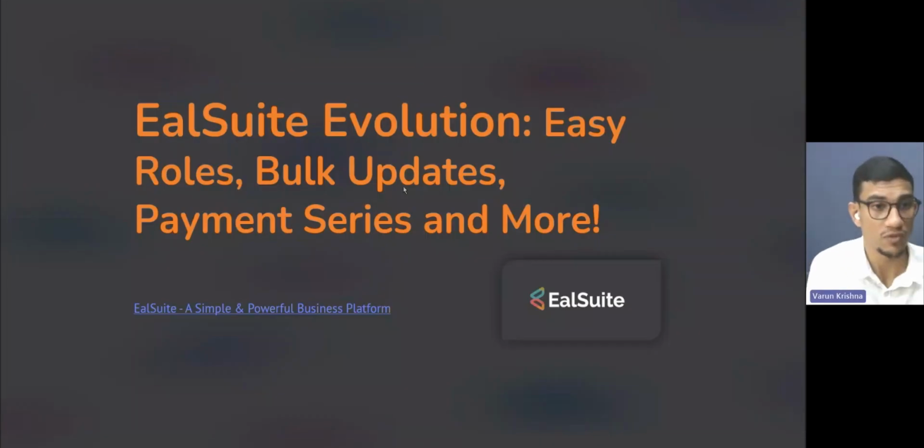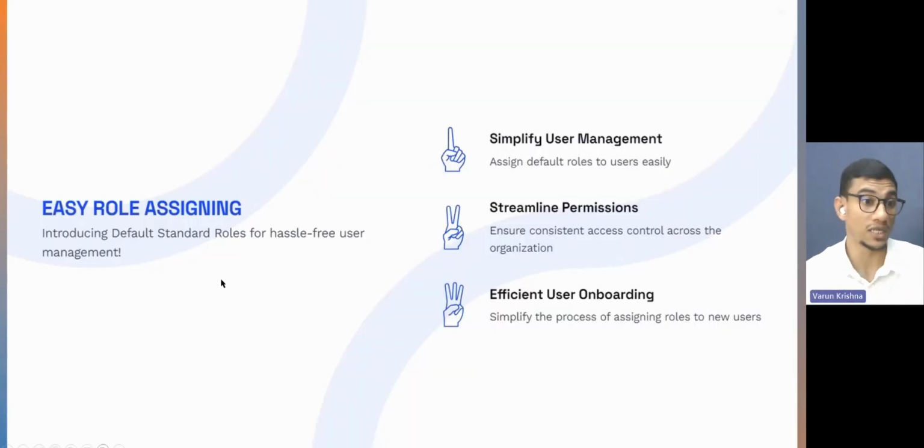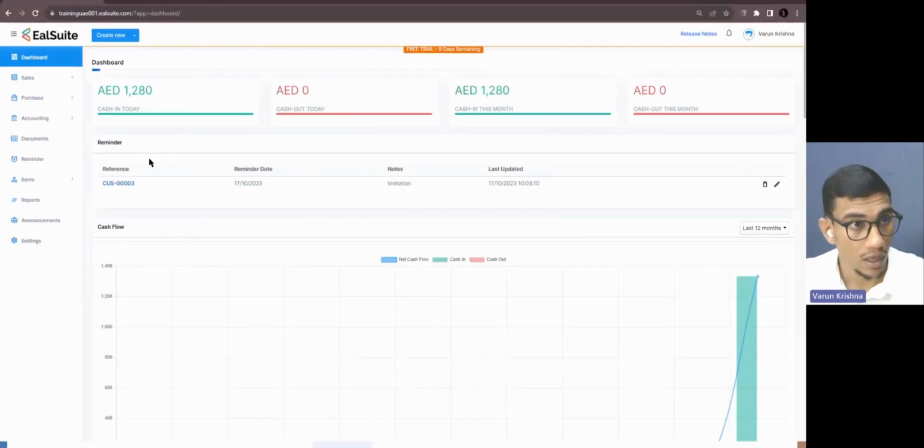Before that, let us first be specific with our first update. We'll be starting with EC role assigning. We have introduced default standard roles for hassle-free user management. Where does this come in? When does this come in? That's the first question. Simplify user management: that's the first advantage, assigning default roles to users easily. Then streamline permissions: ensure consistent access control across the organization. Then we have efficient user onboarding: simplify the process of assigning roles to new users. So how can we execute this? Let me show it.